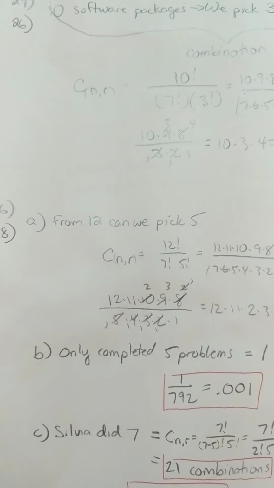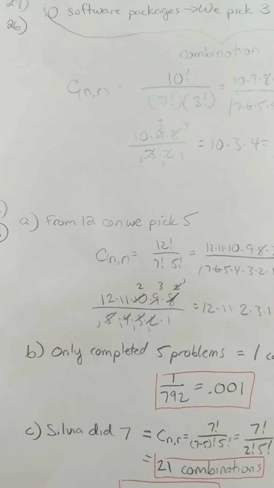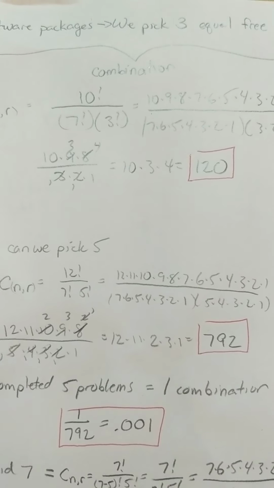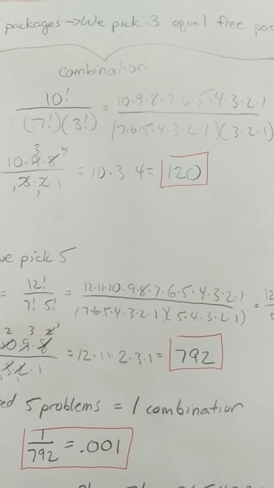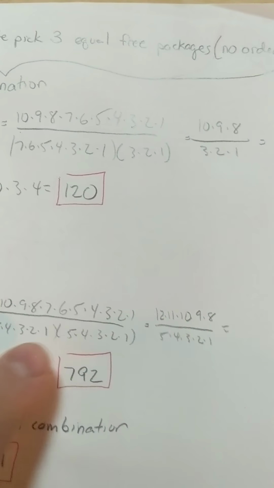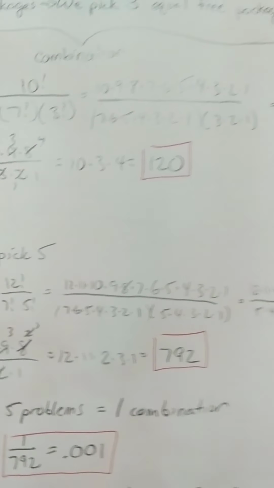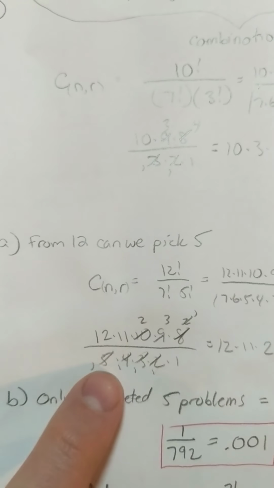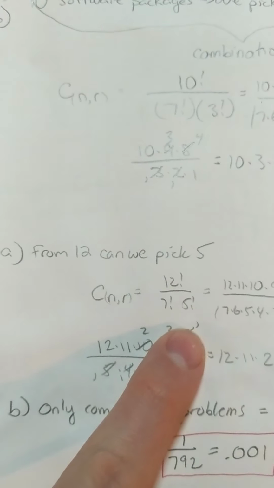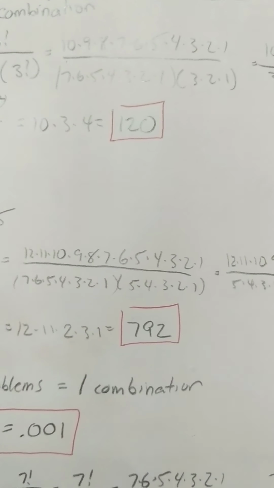Next one, we had 12, and we were picking 5, because we had 5 problems that were going to be randomly selected out of the 12 that we should have done. And so the math is there, 12 factorial over 7 factorial times 5 factorial. Again, I canceled out the 7 factorial, so I just had 5 factorial over the first half of the 12 factorial. And then I went ahead and reduced. 5 goes into 10, 4 goes into 8, 3 goes into 9, 2 goes into 2. So I had 12 times 11 times 2 times 3 times 1, or 792.